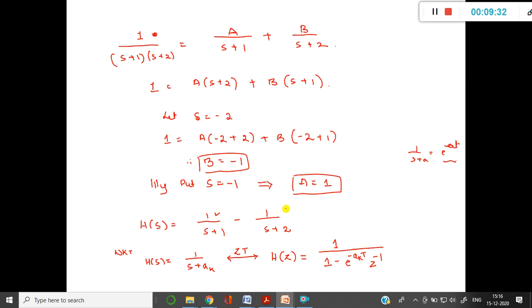Now there are two such terms. You need to represent 1 by (s plus 1) and 1 by (s plus 2) in the form of H of z. That's it. So we will try to do that. For the first term, let me write this once again: 1 by (s plus a_k). When I move to the z transform, I can write this as 1 by (1 minus e to the power of minus a_k T z inverse). So the first term is 1 by (s plus 1). If I want to write it in this fashion, what is a_k here? a_k equals 1.